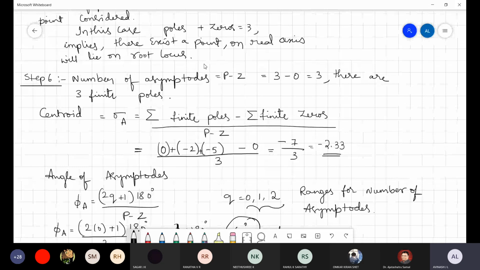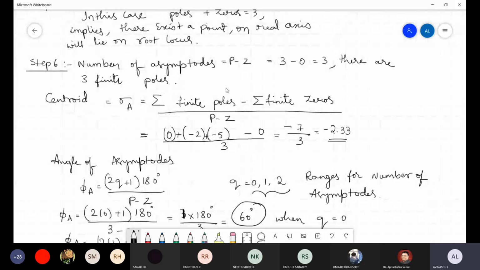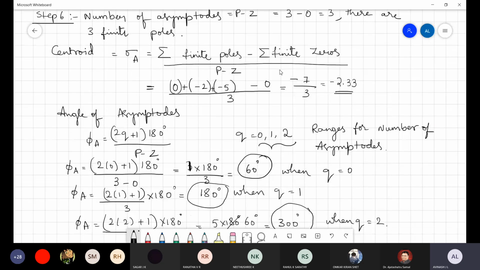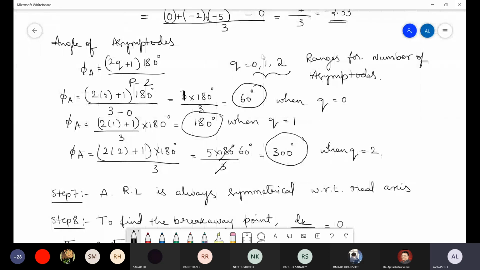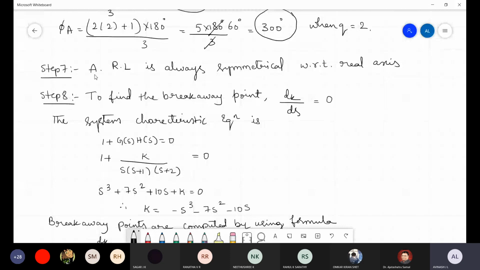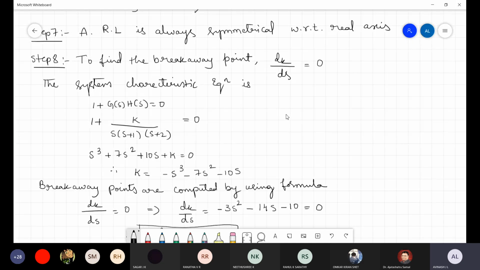In step number 6, the number of asymptotes is P minus Z, so 3 asymptotes will come. For the centroid, the formula is summation of finite poles minus summation of finite zeros divided by P minus Z. We got the value minus 2.33. Later we have found the asymptote angles, phi A. With 3 asymptotes, 3 angles will come: one is 60 degrees, another is 180 degrees, another is 300 degrees. Step number 7: a real root locus is always symmetrical with respect to the real axis. We have to observe that when the root locus is being drawn.